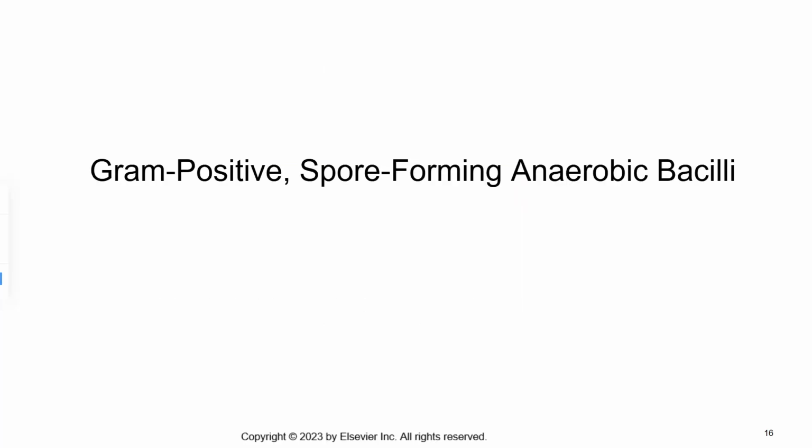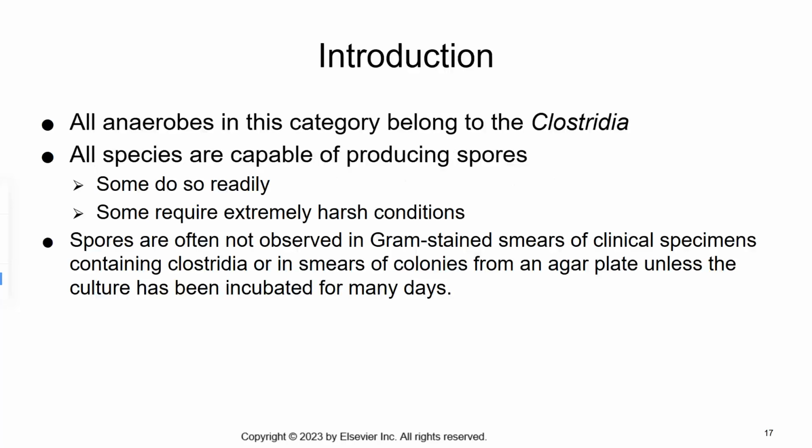So now we're going to go through commonly encountered anaerobes, and we're going to start with gram-positive spore-forming anaerobic bacteria or bacilli. So in this category, predominantly Clostridia, Clostridium, or Clostridioides. All species are capable of producing spores. Some do so readily, some require extremely harsh conditions in order to produce spores.